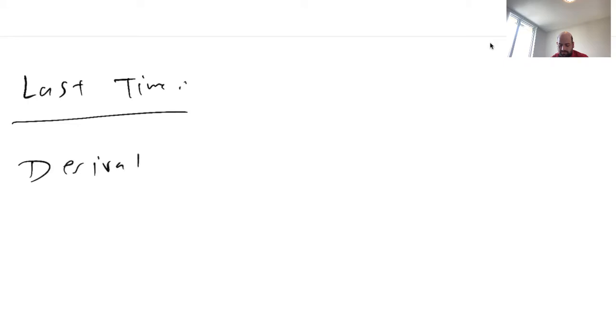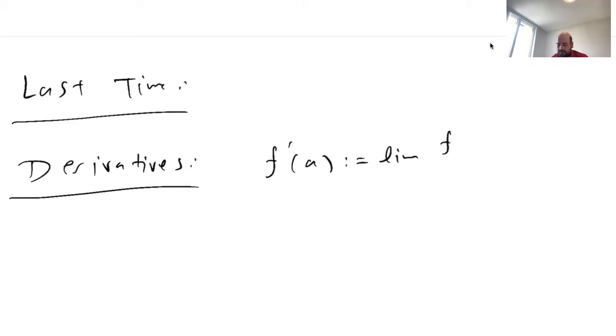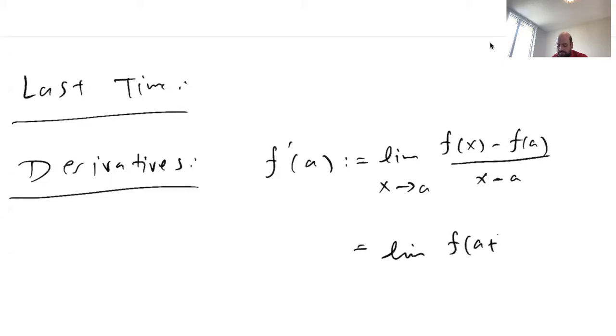Hello, everyone. So last time we looked at the concept of derivatives, and we looked at the definition and some examples. Derivatives. So we define f prime of a as the limit of (f of x minus f of a) over (x minus a) as x approaches a. And this one we could also write as the limit of (f of a plus h minus f of a) over h as h approaches 0.